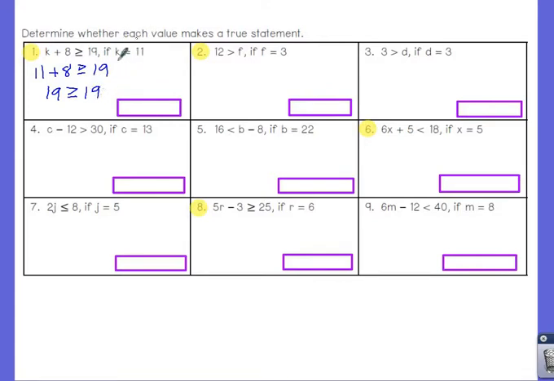Then I have to ask myself if this is true or false. 19 is greater than or equal to 19. Yes. Is that true or false? It's true, because it is equal to. So that means when k is 11, it creates a true statement.